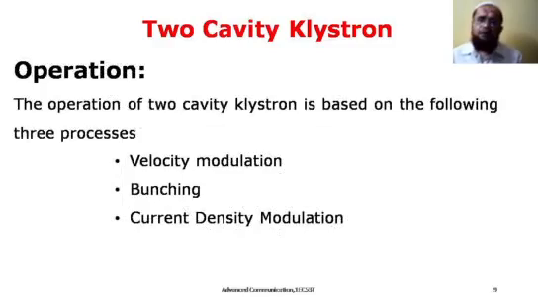Similarly, current density modulation. The amount of current in a particular area we call current density. How much current is there in this particular area? And if we keep on varying the current with respect to time, changing the volume of current, it is called current density modulation. Variation or change is called modulation.